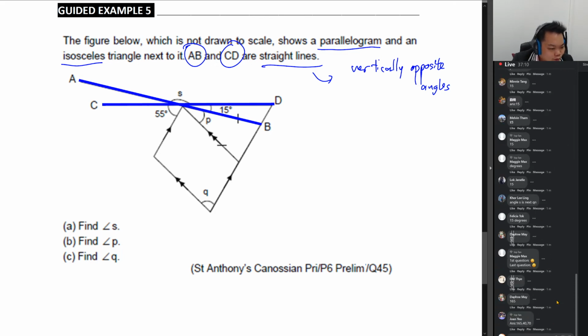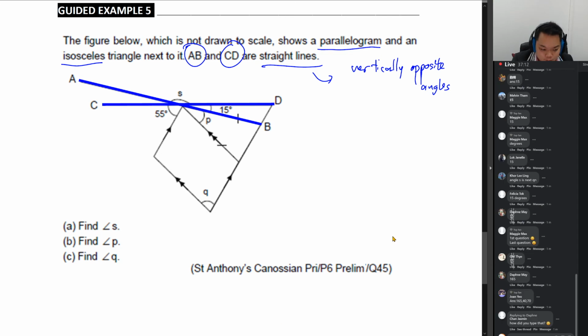Why are the comments so funny? How come the comments are so funny?